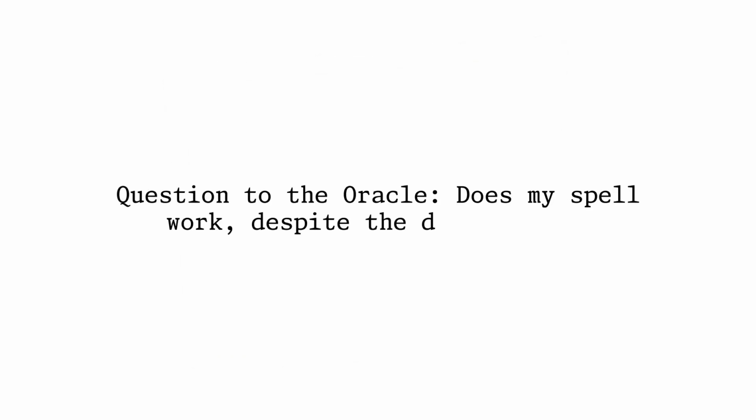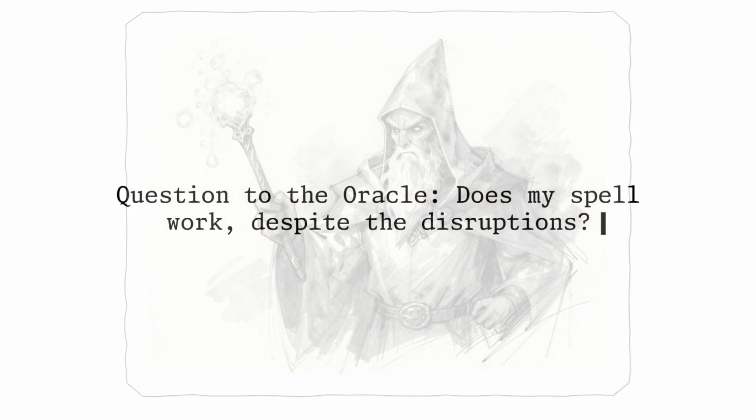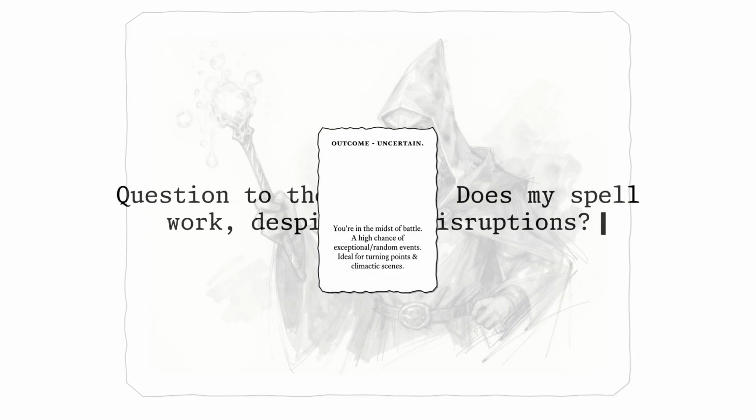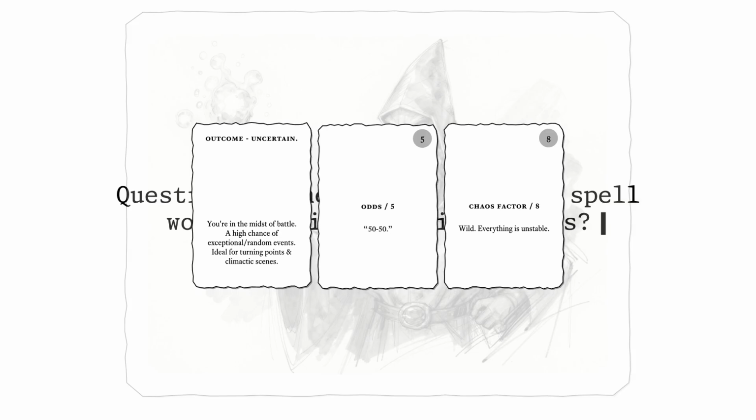Another question for the oracle: does my spell work despite the disruptions? The outcome is uncertain because you're in the midst of battle. There should be a high chance for an exceptional result, as would be ideal for turning points or climactic scenes. So here I would perhaps assign odds of 50-50, but a high chaos factor of 8.